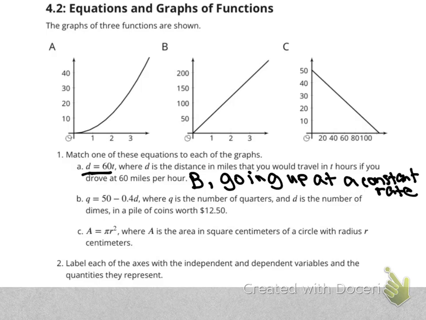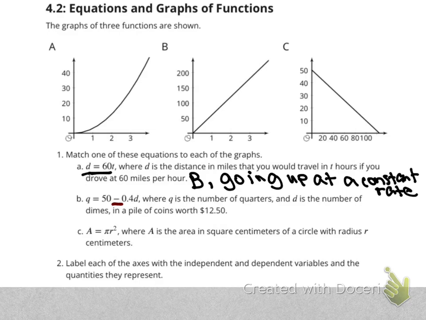B says Q equals 50 minus 0.4D, where Q is the number of quarters and D is the number of dimes in a pile of coins worth $12.50. Alright, so what we notice is this subtraction sign here.